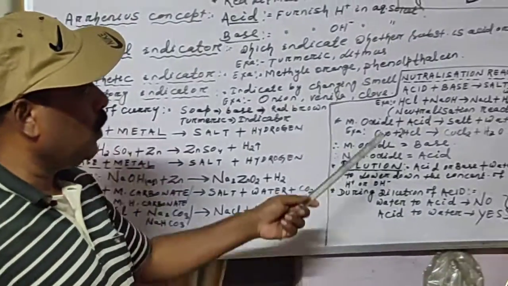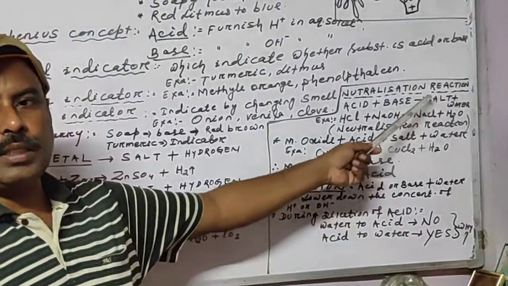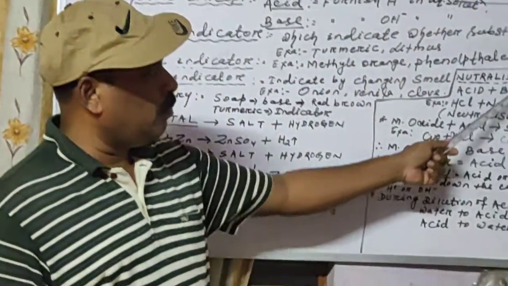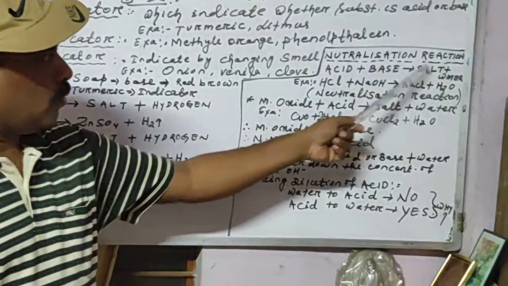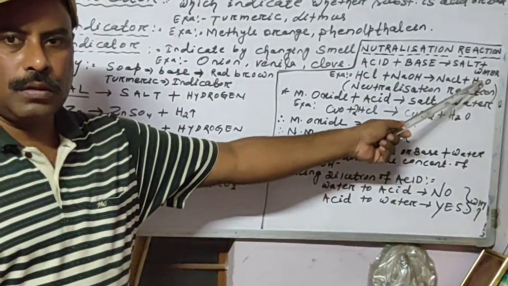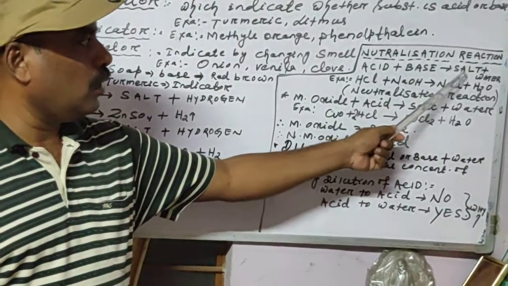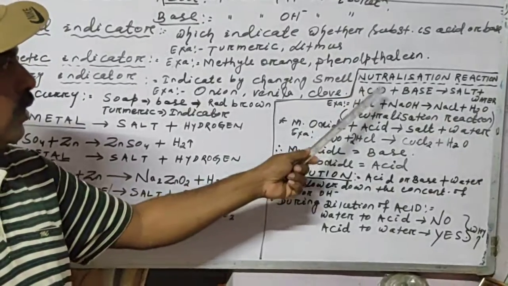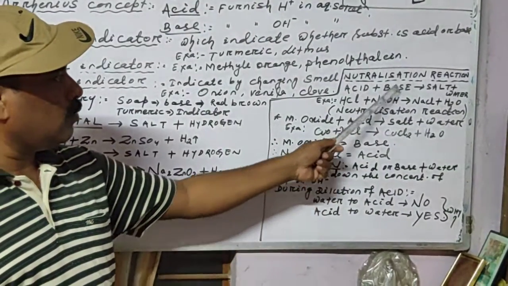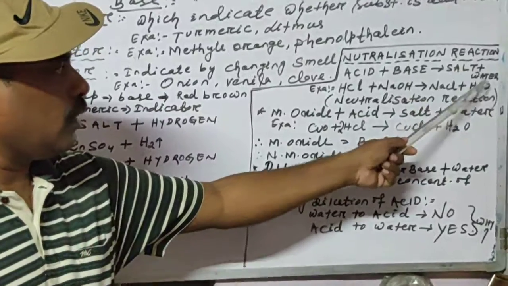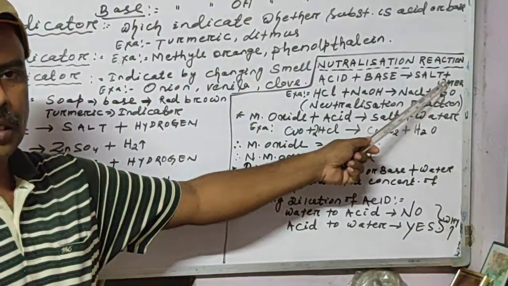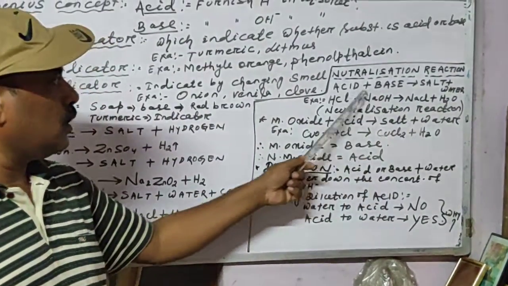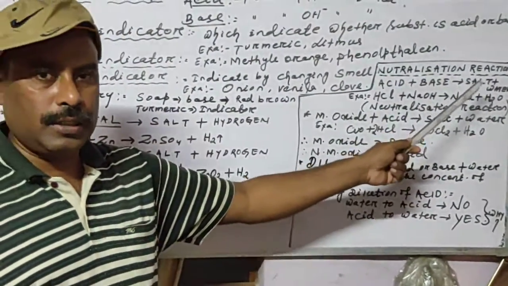Let us come to another term known as the neutralization reaction. When acid reacts with base, there will be two products, one is salt and one is water. Such a type of reaction is known as the neutralization reaction, because when acid reacts with base, the products formed, salt and water, are neither acid nor base, they are neutral. Salt is neutral as well as water is also neutral. That's why the process is known as the neutralization reaction.